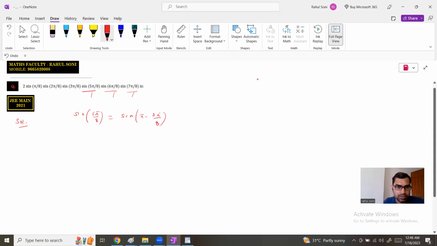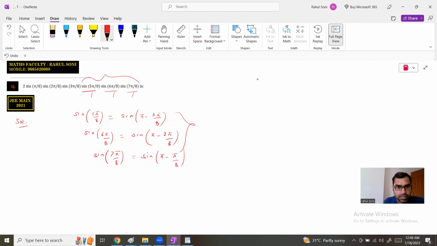Because if you simplify this, it becomes 8 pi minus 3 pi, which is 5 pi. Similarly, sine 6 pi by 8 can be written as sine pi minus 2 pi by 8. And sine 7 pi by 8 can be written as sine pi minus pi by 8. This becomes 8 pi minus 1 pi, 7 pi by 8. Now you see that all these three terms we have written in a different form.